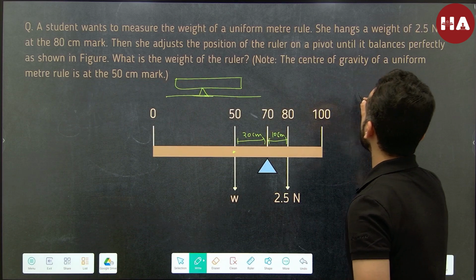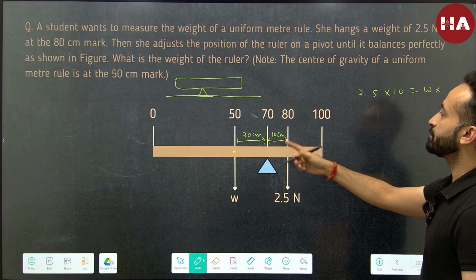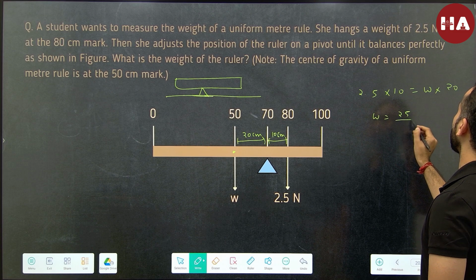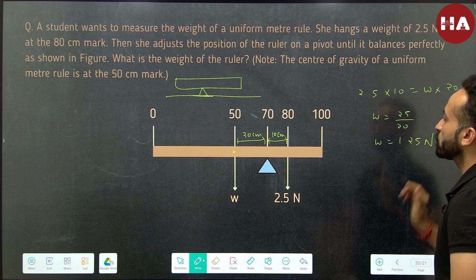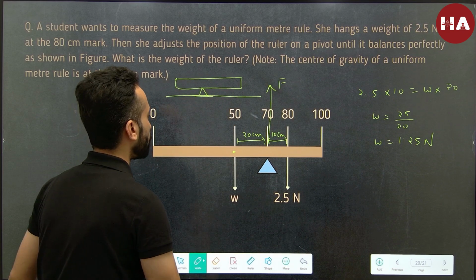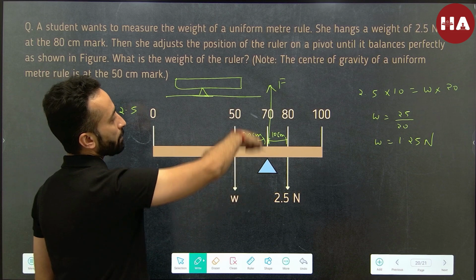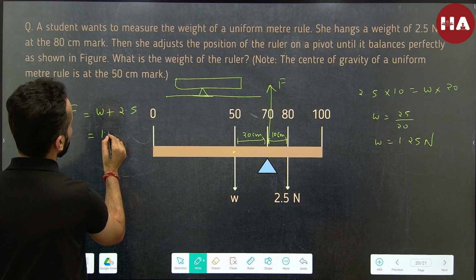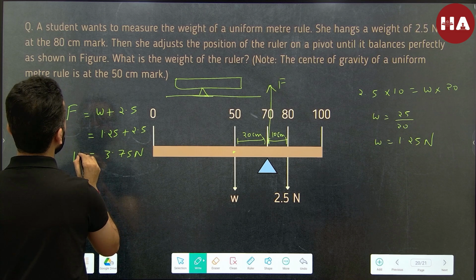So very quickly, 2.5 times 10 is equal to W times 20. So the value of W turns out to be 25 over 20, that's 5 by 4, that's 1.25 Newton. And you can also answer, what is the force applied by the pivot at the fulcrum? So you would say F is equal to W plus 2.5, upward equals downward. What is the downward force? W is 1.25 plus 2.5, so that is going to be 3.75 Newton. That's the answer.